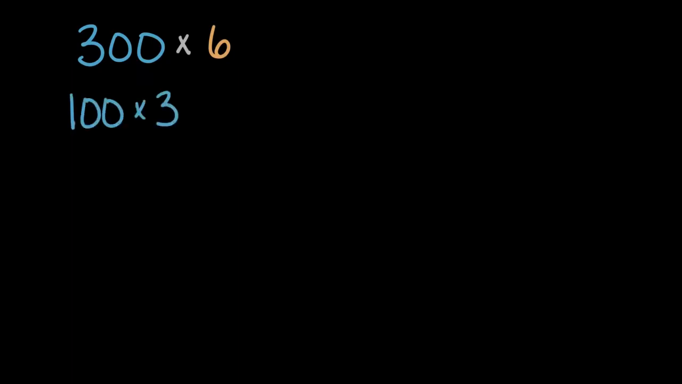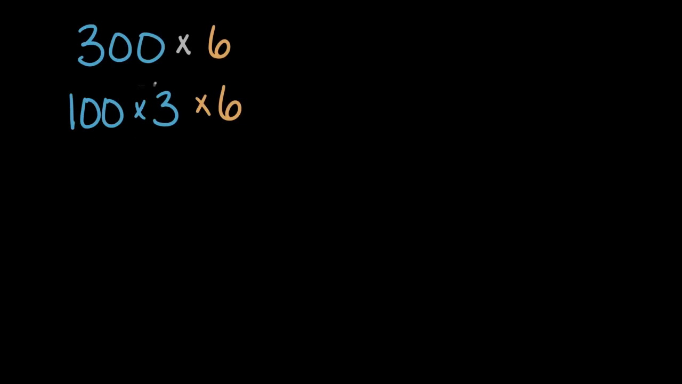Let's try another one. Let's do something like, let's say 300 this time. We'll do hundreds instead of tens, times 6. Well, 300 we can break up like we did with 80 in the last one, and we can say that 300 is 100 3 times, or 100 times 3. And then we still have our times 6 after that. So these two expressions, 300 times 6 and 100 times 3 times 6, are equivalent because we replaced our 300 with a 100 times 3.